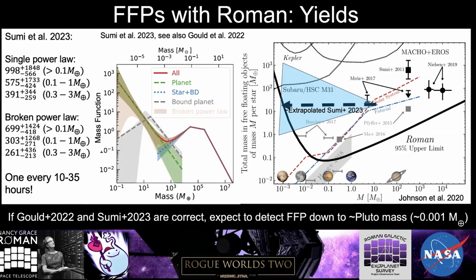In this plot, which shows the total mass in free-floating planets as a function of the mass of the planet, the Sumi, because it goes as mass to the -1, has an equal amount of mass per dex of the mass of the object. So it's flat in this curve. So in principle, if the central value of the Sumi mass function is correct, we should detect free-floating planets all the way down to Pluto, which would be very exciting.